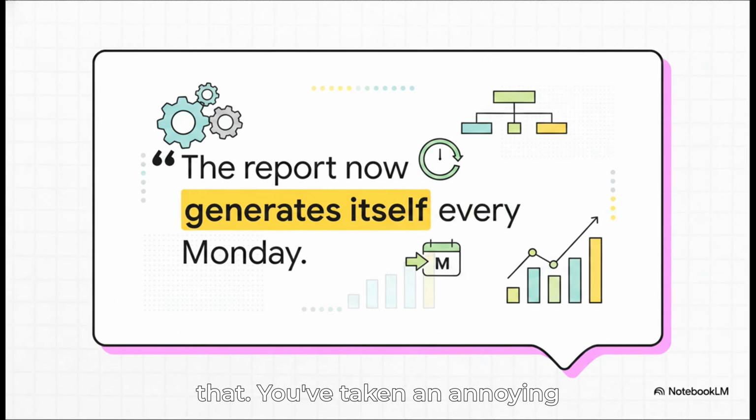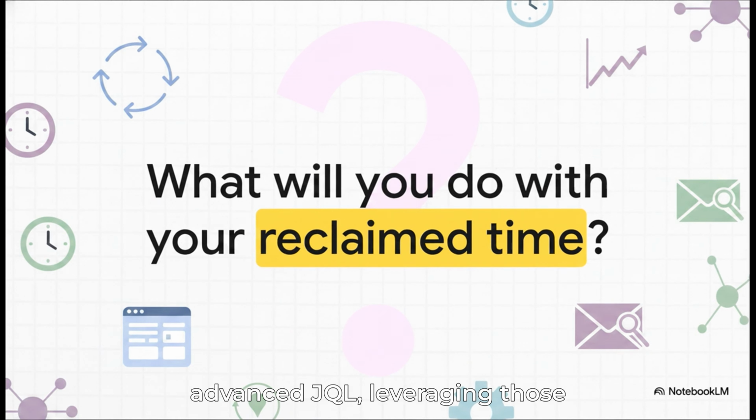You've taken an annoying manual chore, hunting for stale tickets, compiling risk reports by hand, and you've turned it into a completely hands-off process. The report simply generates itself every Monday. By mastering advanced JQL, leveraging those dynamic time functions, and automating your reporting, you've completely optimized your entire workflow.